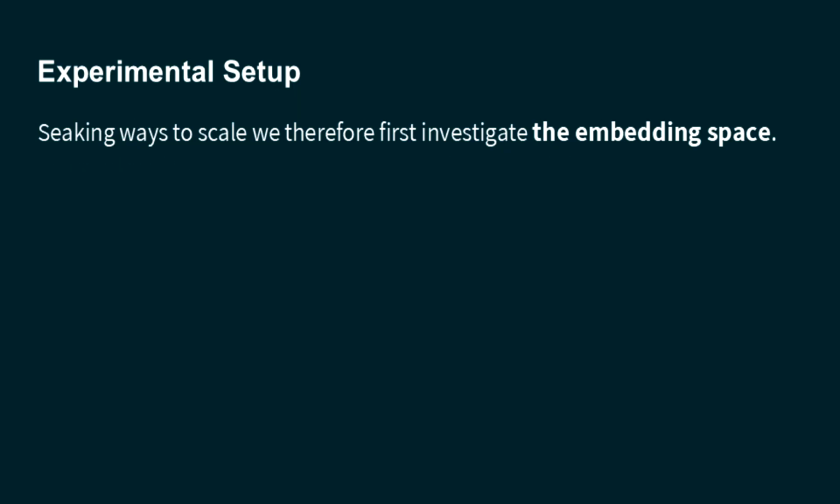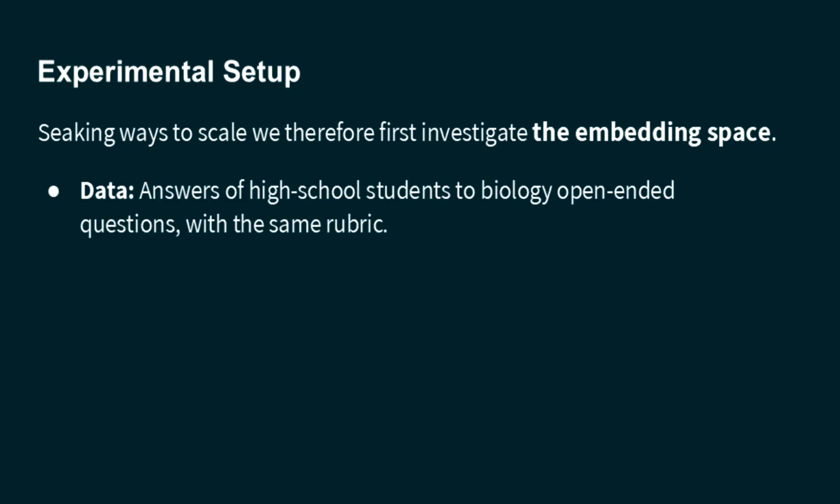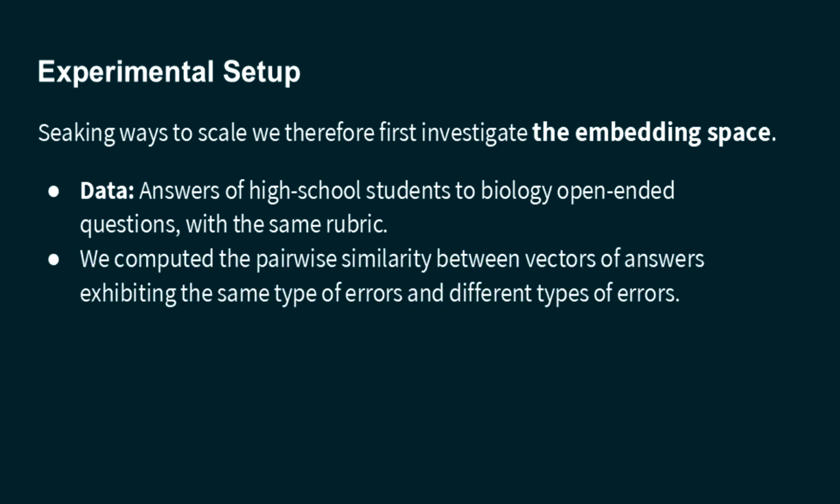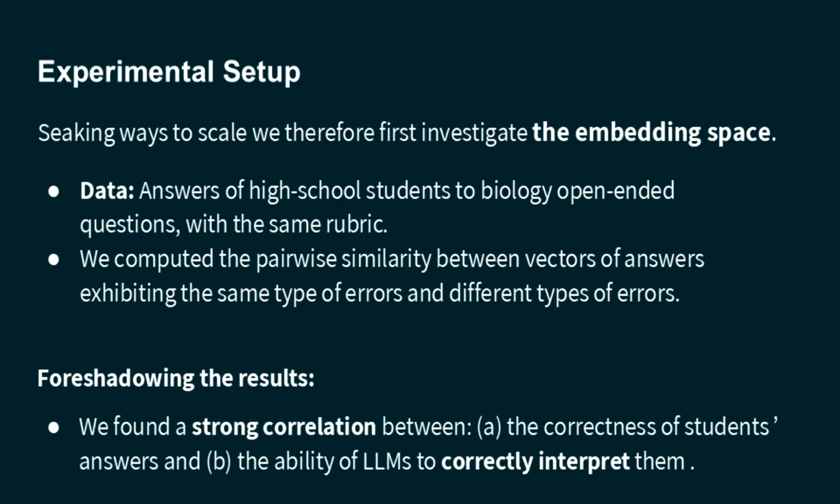So, seeking ways to scale, we therefore investigate first the embedding space. The data we use are answers of high school students to open-ended questions in biology that share the same rubric, scoring criteria. And we compute the pairwise similarities of all pairs of answers that exhibit the same type of errors and all pairs of answers that exhibit different types of errors. To foreshadow the results, we found a strong correlation between the correctness of the student answers and the ability of the language models to correctly interpret them.